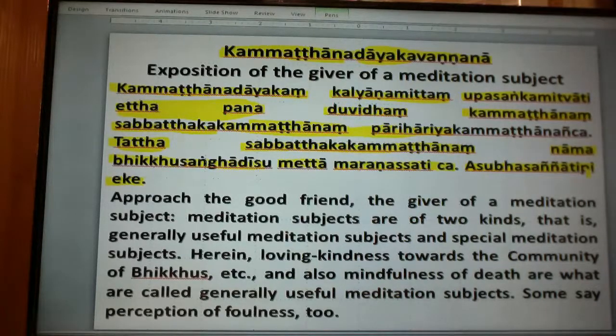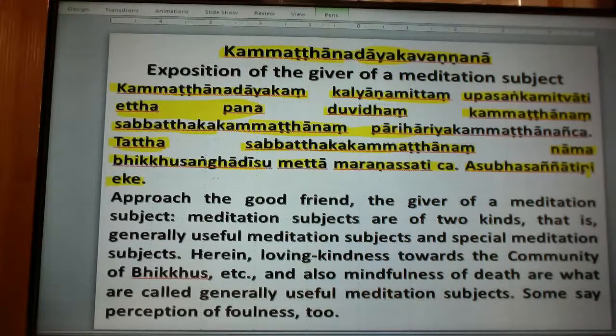So Asubha Sanya here, Asubha is not going to the cemetery. Just only our body. Our body, 32 body parts, is the nature of foulness we have, isn't it? So reflecting on that, we call it Asubha Sanya here. Asubha Sanya means that you reflect on your own 32 body parts, the nature of the foulness.